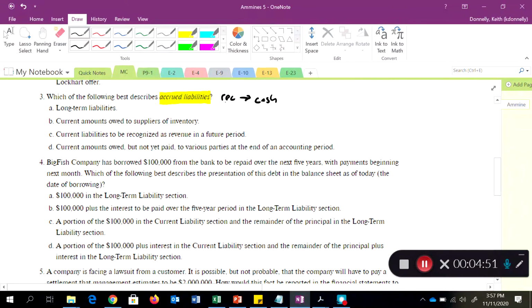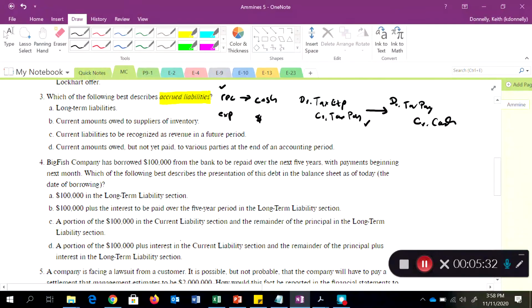So what does that mean? Recognition means you debit expense or you credit revenue first, and later on you pay the cash. So it would be like debit tax expense, credit taxes payable. So that was the recognition. Later on, when we pay those taxes payable, so we've accrued them, but now we have to pay them, we would debit taxes payable, so flip that out, and credit cash.